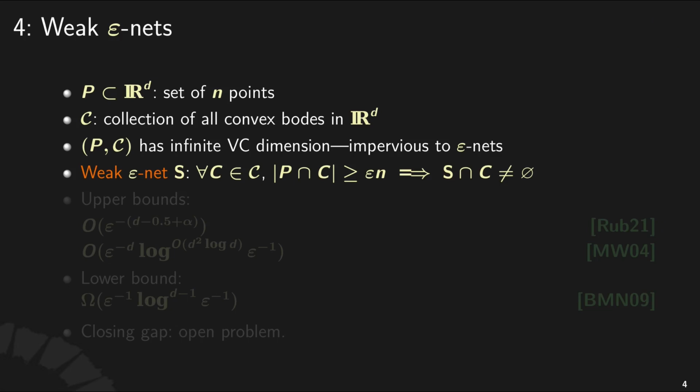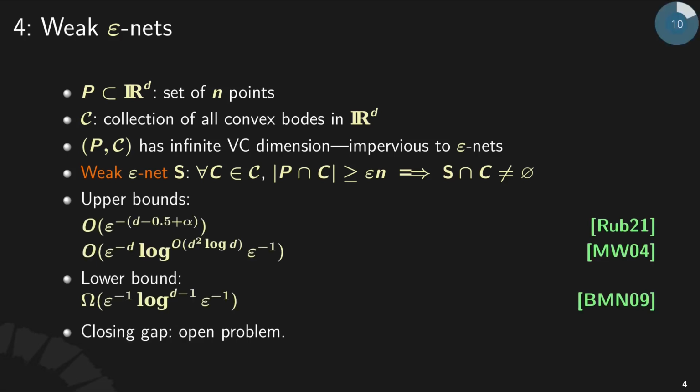So we have a set of points, but now I'm allowing you, and we are looking at a set of ranges, all convex bodies in d dimensions. And now we are looking for a small set of points that stabs all convex bodies containing at least an epsilon fraction of the points. And it's not a priori clear why they exist. Proving their existence, in fact, is a non-trivial exercise.